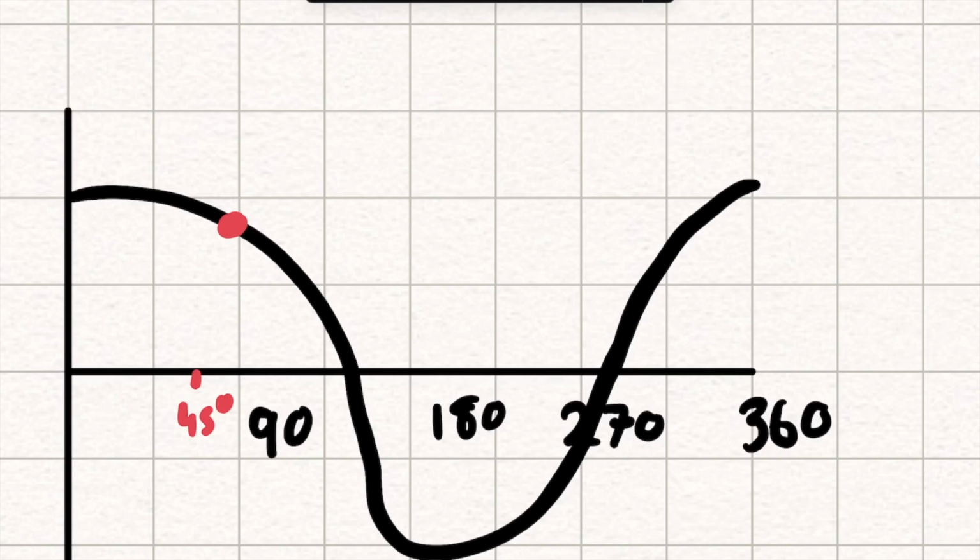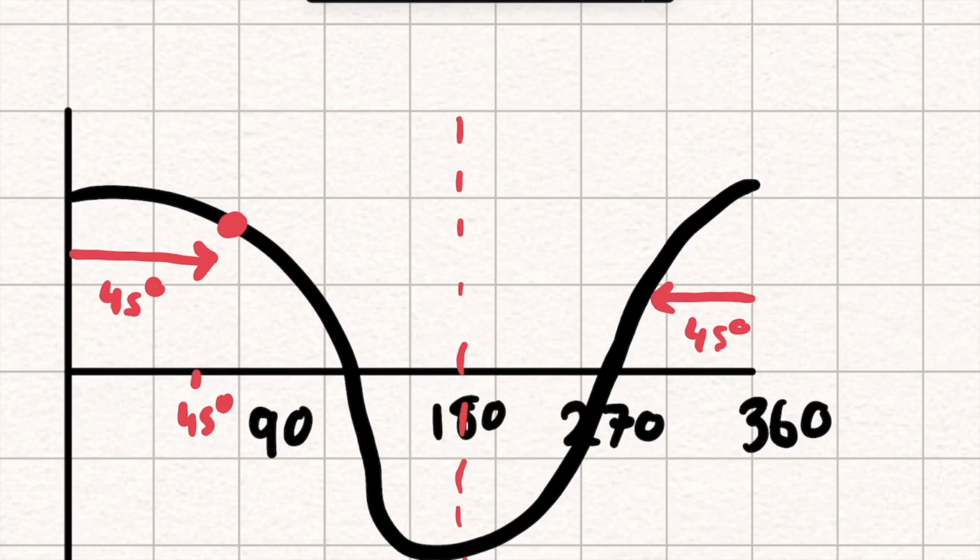Now remember, the graph of cos x is symmetrical between 0 and 360 degrees at the point when x equals 180. So if I've gone 45 degrees to the right of the origin to get to my first solution, well, if I go to 360 and I go back 45 degrees, that's going to take me to my other solution here. And in this case, 360 minus 45 is 315 degrees.